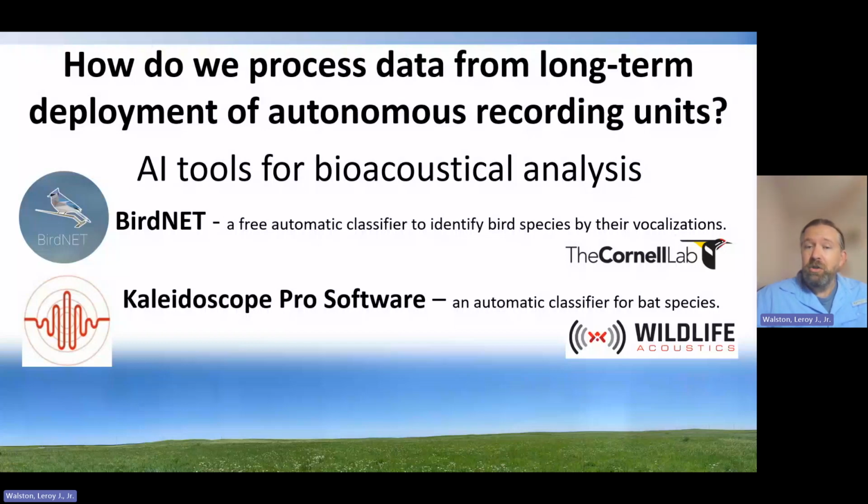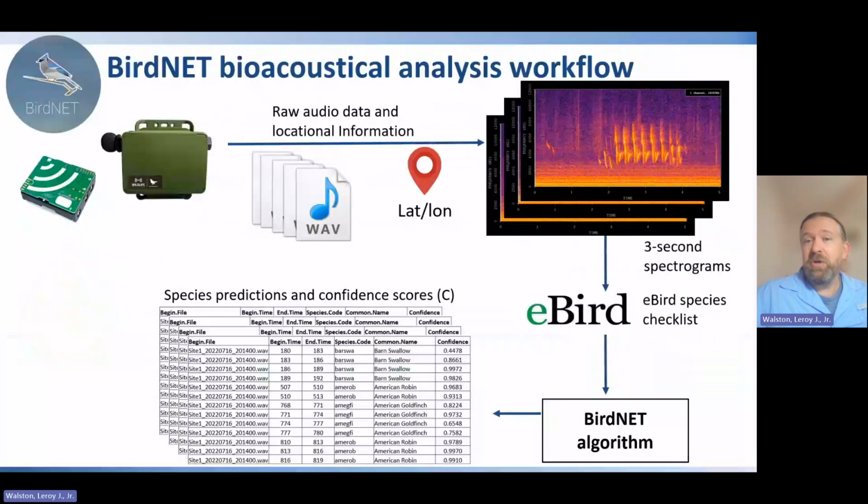The second software is a commercial software called Kaleidoscope Pro. It conducts automatic bat identification based on the bat's ultrasonic recording, and it is developed by the company Wildlife Acoustics. Okay. So these are two I'm going to cover in this talk. There are more ways to analyze bioacoustic data, but these are the two I'm going to cover today.